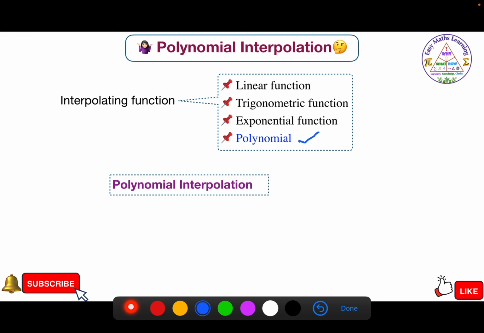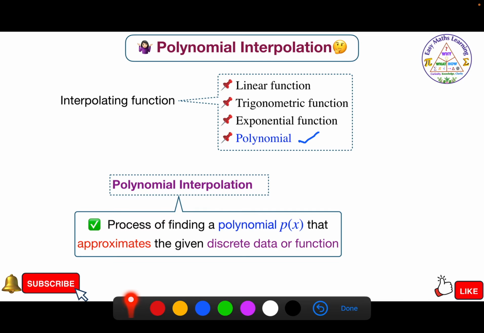So polynomial interpolation is the process of finding a polynomial p(x) that approximates the given discrete data or function. This polynomial p(x) that we obtain is called interpolating polynomial.